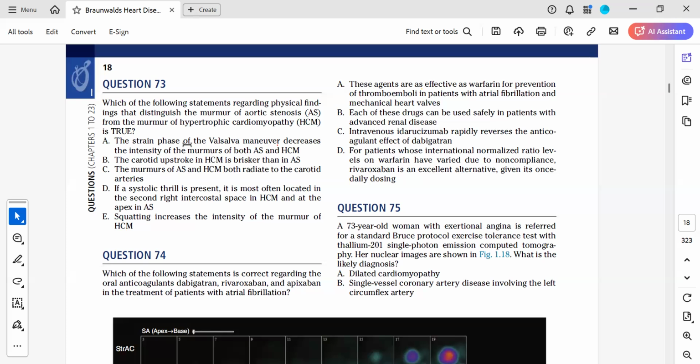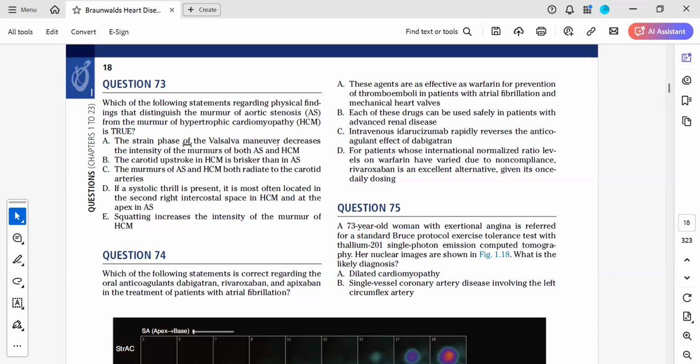For C, intravenous idarucizumab rapidly reverses the anticoagulant effect of dabigatran. This is actually correct because it is the antidote for dabigatran. However, I think it's not readily available as it has been said, but it's still the correct answer for dabigatran. While for rivaroxaban and apixaban, I think it is andexanet alpha that is the antidote. So C is correct for now, until we look at D.